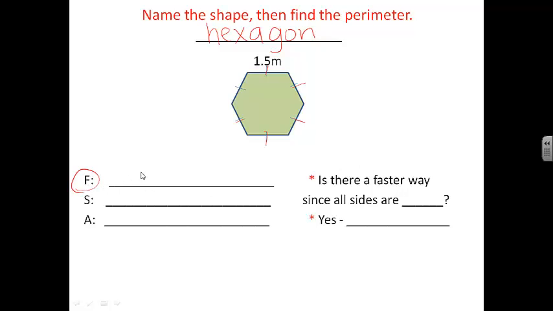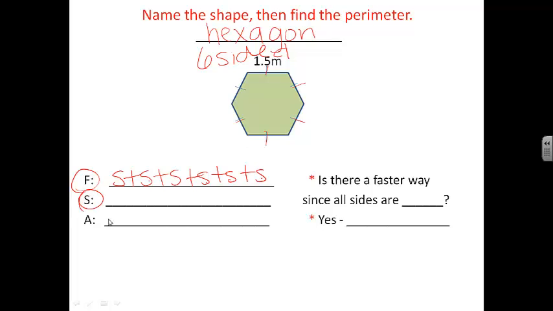So our formula for perimeter of any polygon is just S plus S plus S. Okay, how many S's do I need to do this time? It's a hexagon, so we have a 6-sided figure. So it's going to be plus S 6 times. 1, 2, 3, 4, 5, 6. Okay, so what do I plug in for S?